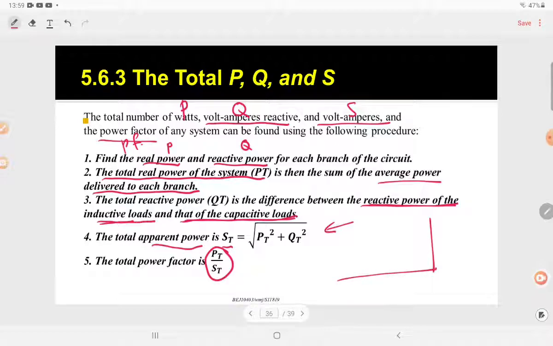So once again, this power triangle is very important. This is P, this is Q, this is S. Power factor is cos theta, so cos theta is P divided by S. In this case we are looking for the total power factor, so that's why it is PT divided by ST. Okay, we go for one example.